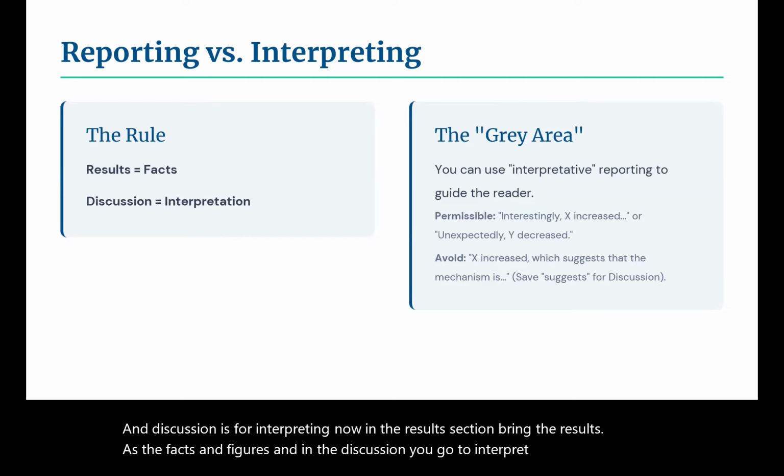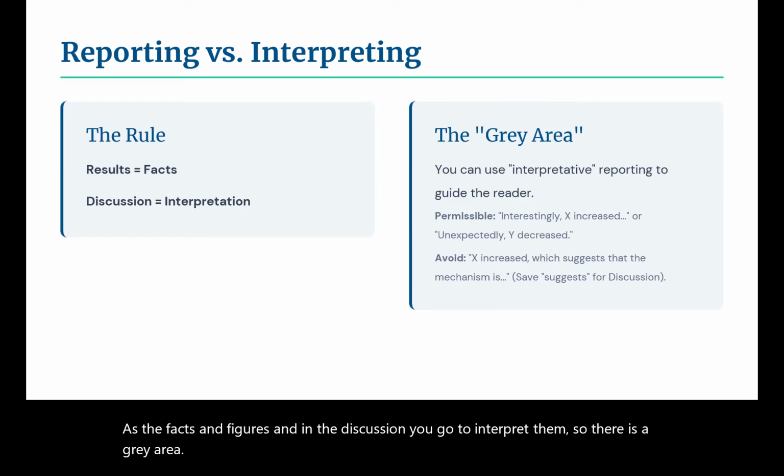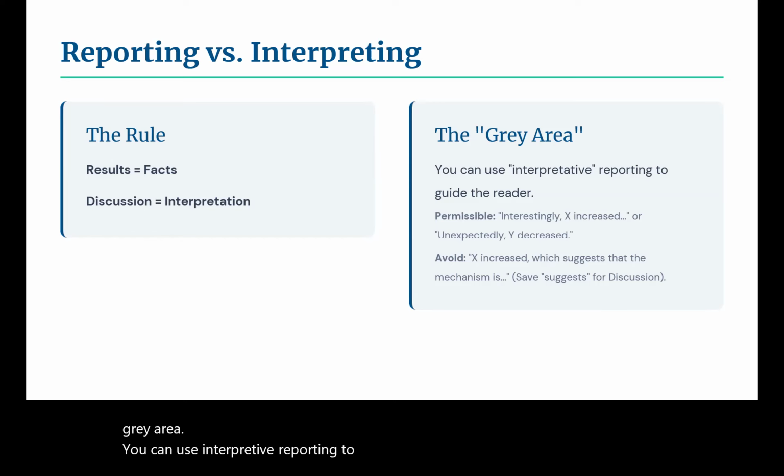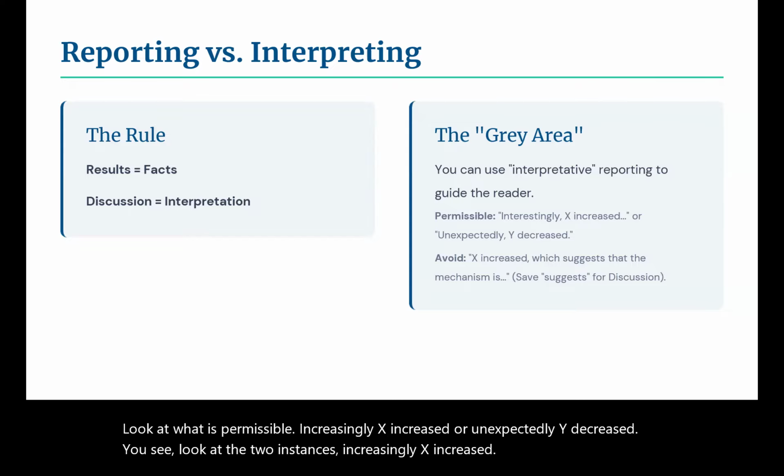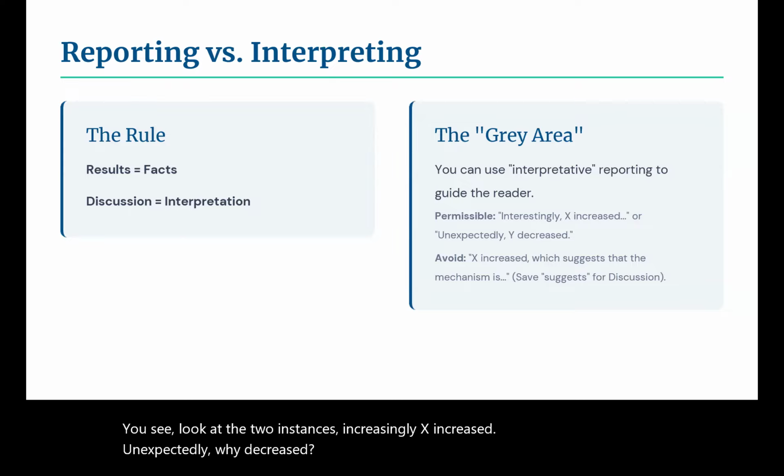So there is a gray area. You can use interpretive reporting to guide the reader, no worries. Look at what is permissible. Increasingly, X increased, or unexpectedly, Y decreased. You see, look at the two instances. Increasingly, X increased, unexpectedly, Y decreased. Just tell what happened. That is permissible.